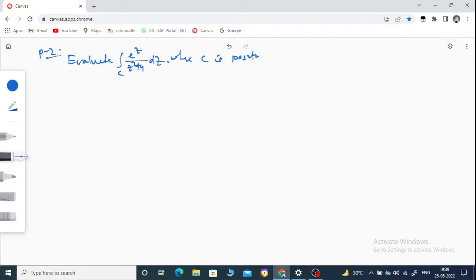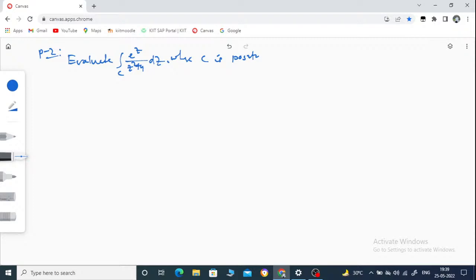Okay, so first I will say what will be my C. The circle C is a circle whose center is i and radius is 2. So if I draw C, this is the origin O, this is 1, 2, 3, and this is minus 1, minus 2, minus 3, and this is 1, 2, 3, then minus 1, minus 2, minus 3. Okay, so the center is at i, which means here on the imaginary axis at 1, and its radius is 2.